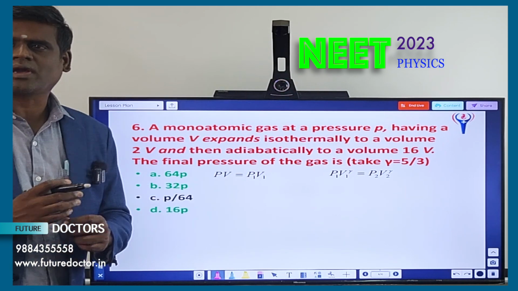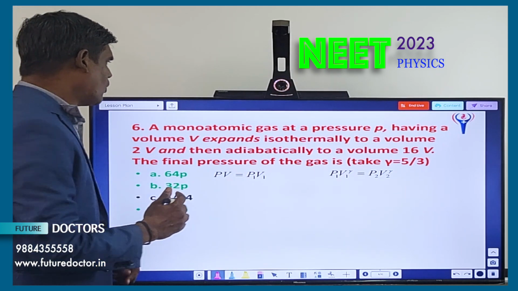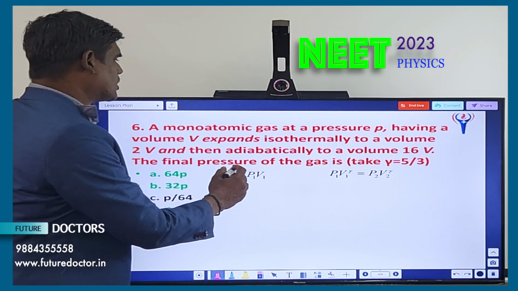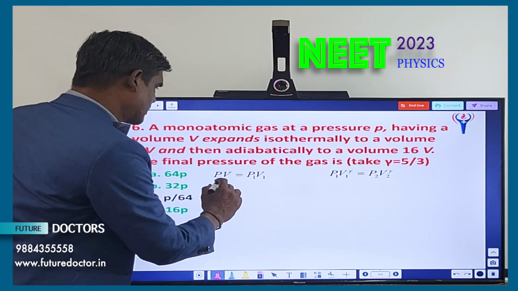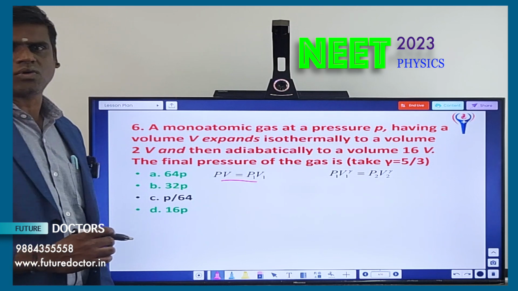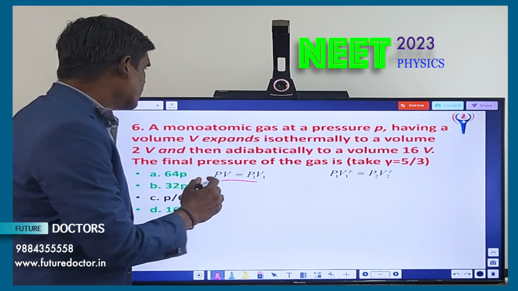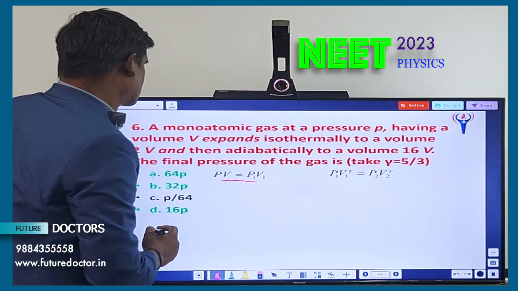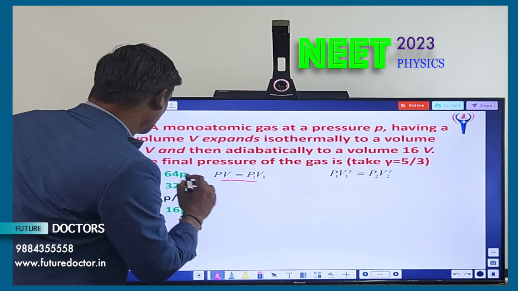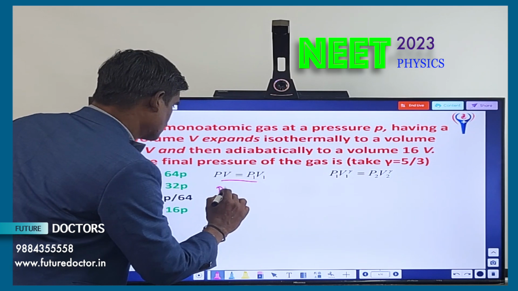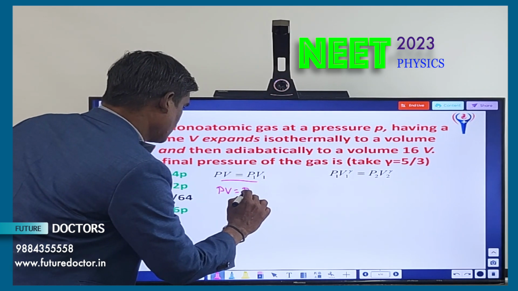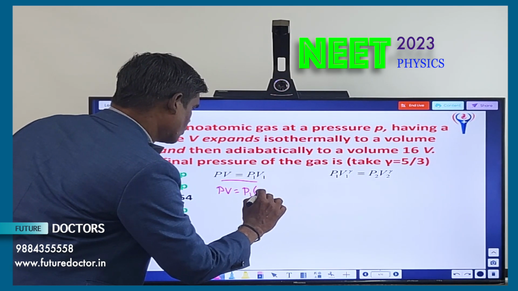Given gamma value 5/3. First, the isothermal process. Equation of state for isothermal process is PV equal to P1 V1. Here V1 equal to 2 times the volume. Then P into V equal to P1 into 2 times of V.